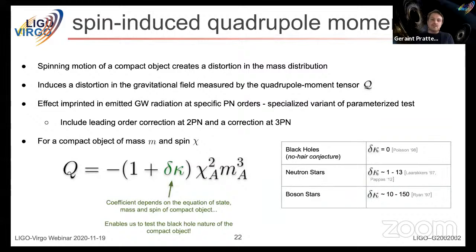Now, in our analysis, we include a leading order correction that occurs at 2 PN, as well as a correction that occurs at 3 PN. Schematically, for a compact object of mass m and dimensionless spin chi, the quadrupole moment tensor looks something like this, where the value of 1 is explicitly for a black hole, and then we have a delta kappa term whose coefficient depends on the equation of state, mass, or spin of the compact object. So this enables us to perform essentially a null test of the black hole nature of the compact object. For black holes, as I just said, the no-hair conjecture means that this delta kappa is 0, but for neutron stars, boson stars, gravastars, or any other exotic compact object, this delta kappa can be non-zero.